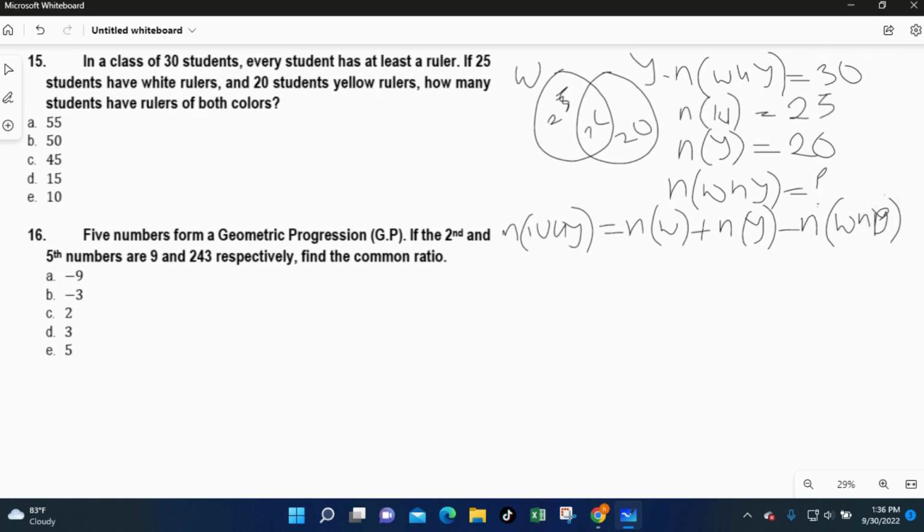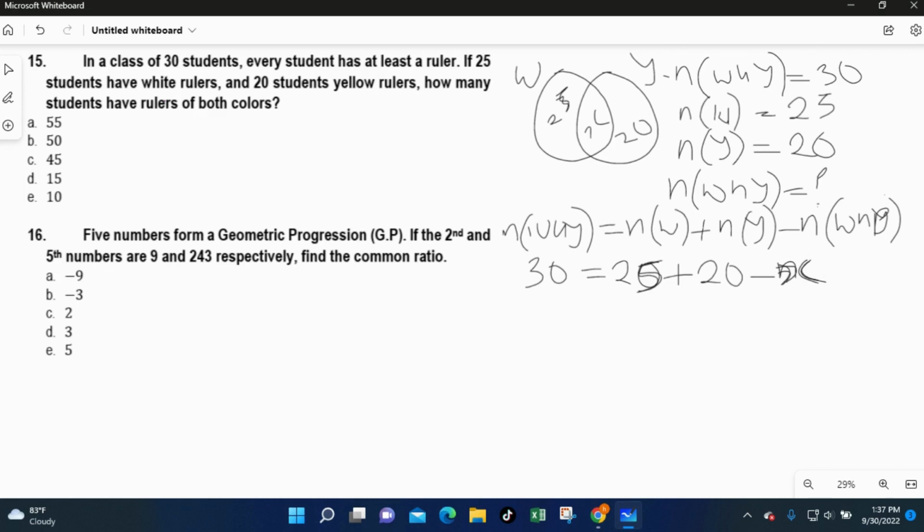So the union of the two sets is equal to 30. And 30 will be equal to the number that have white rulers, 25, plus the number that have yellow rulers, 20. The number in the intersection of both of them, we don't know. We have it as x in our set diagram.